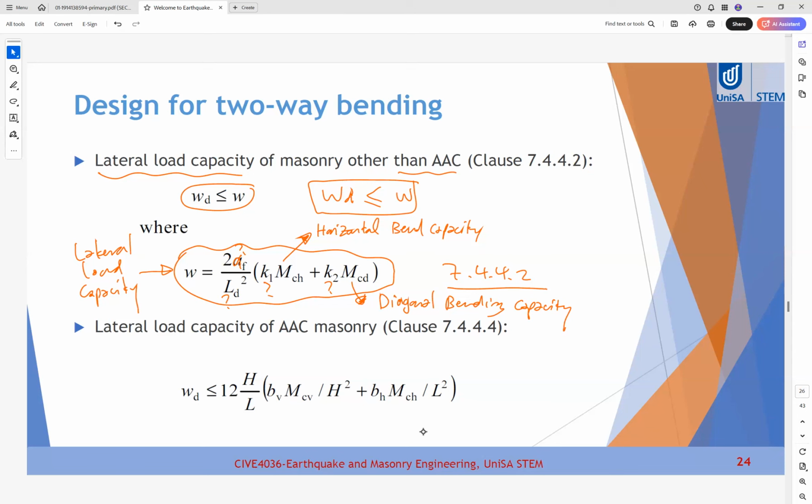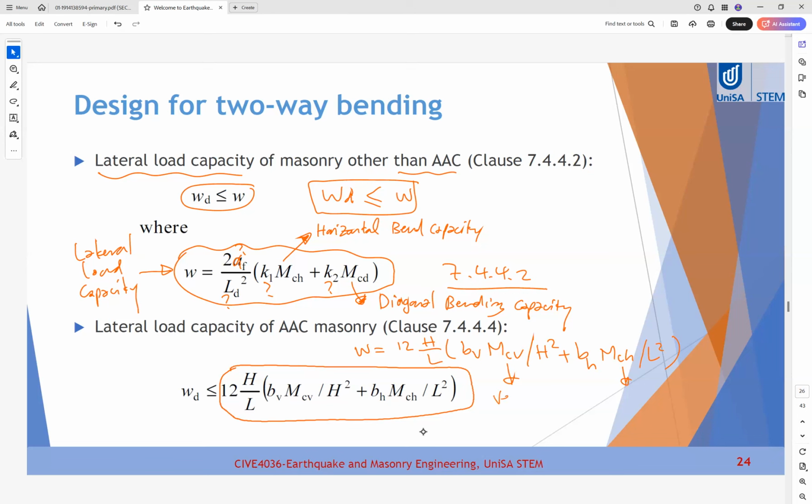The lateral load capacity of AAC masonry will use this clause: W equal to 12H over L times BV MCV over H squared plus BH MCH over L squared, where MCV and MCH are the vertical bending capacity and the horizontal bending capacity. Okay, so let's look at the parameters.